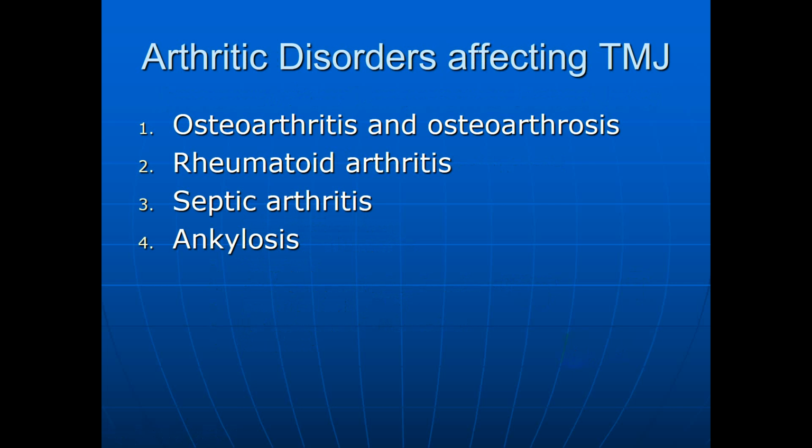Okay, the arthritic disorders affecting the TMJ include osteoarthritis and osteoarthrosis, and we will discuss the difference between these two, when we call it osteoarthrosis and when we call the condition osteoarthritis. Rheumatoid arthritis, the autoimmune systemic disease, will affect the TMJ as part of this disease. Septic arthritis, meaning that there is bacteria or infective organisms reaching the TMJ and causing signs and symptoms. And ankylosis, which is adhesion of the joint elements. All of these 4 conditions are related to the arthritic disorders affecting the TMJs.